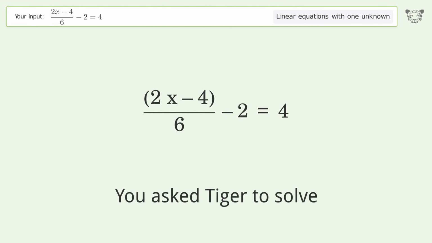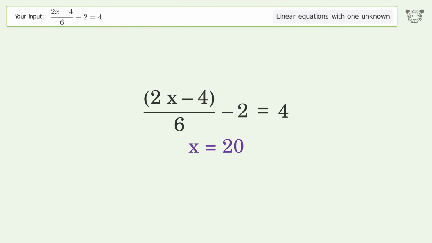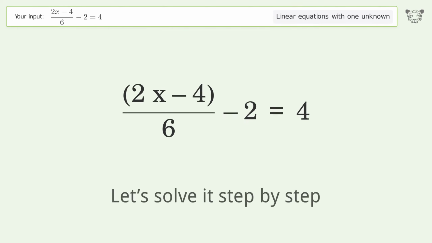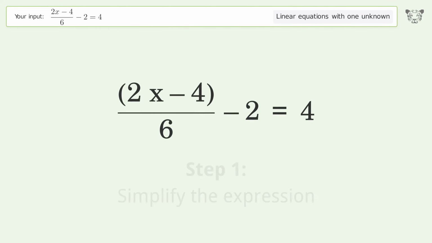You ask Tiger to solve. This deals with linear equations with one unknown. The final result is x equals 20. Let's solve it step by step. Simplify the expression. Break up the fraction.